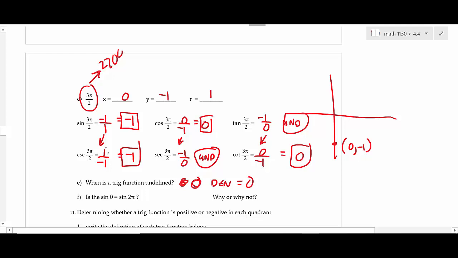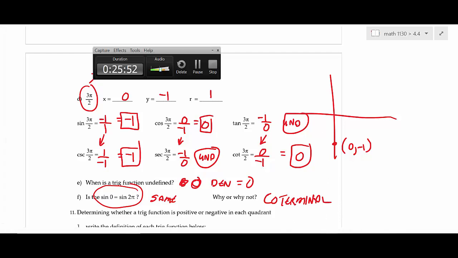Okay, now let me ask this question. Do you think the sine of 0 radians would be the same as the sine of 2 pi or different? Same. How come they're the same? It's the same angle, exactly. We call that coterminal. So yeah, they're going to be the same, and it just means that you have coterminal angles. So you're going to end up with the same ratio of y over r. That's how that goes, okay? All right, everybody okay? Comfortable with this so far?